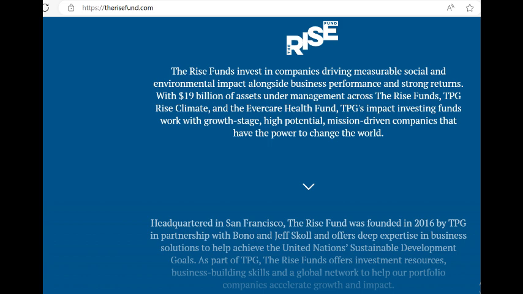And this is headquartered in San Francisco. The Rise Fund was founded in 2016 by TPG in partnership with Bono and Jeff Skoll, and offers deep expertise in business solutions to help achieve the United Nations Sustainable Development Goals. So there you go. Internationalist occupation.